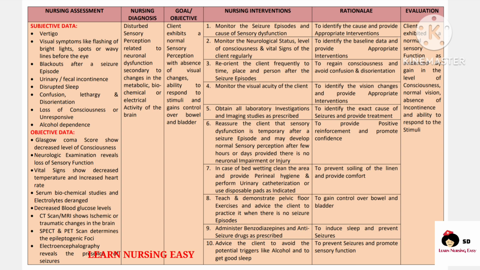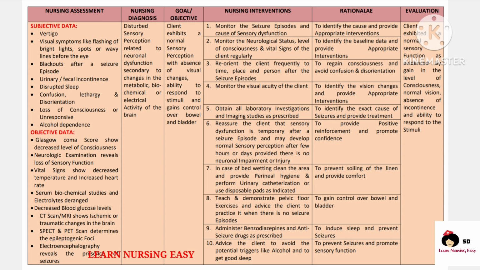So in intervention, you'll monitor the seizure episodes and the cause of sensory dysfunction so that, according to the cause, we can provide intervention. You have to monitor the neurological status and vital signs of the client so that based on the baseline data we can provide intervention. And reorient the client to time, place and environment, so this will help to regain consciousness. And we have to monitor the visual acuity of the client, and if there are any changes, we have to provide appropriate intervention.